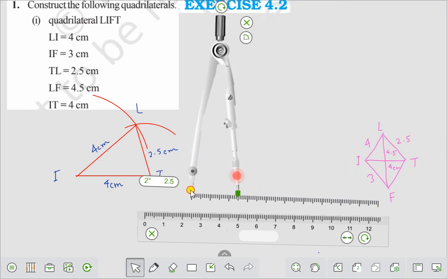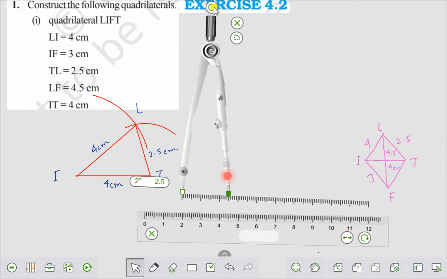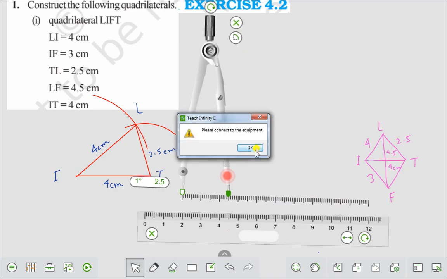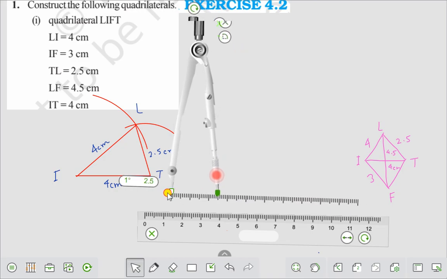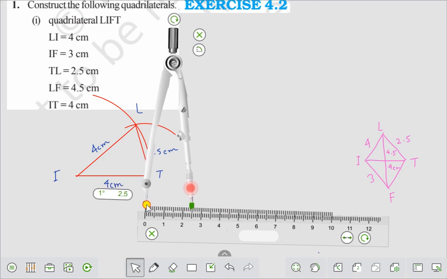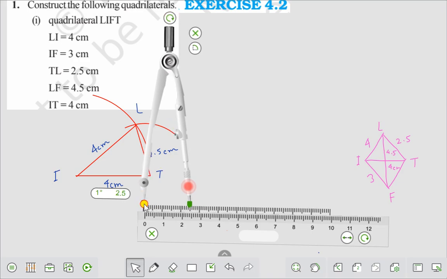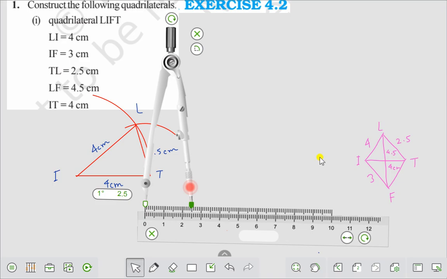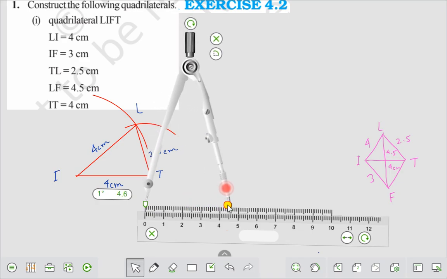Let us take LF, and the distance is 4.5 centimeter. Take this pointer at 0, right? And take 4.5 centimeter. This is diagonal LF. Let us take 4, 4.6, 4.5. You see, this is exactly 4.5 centimeter, right?